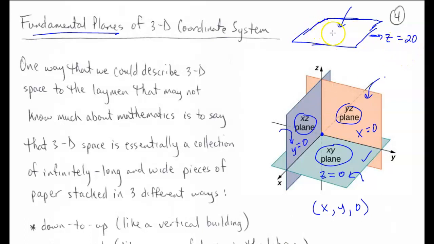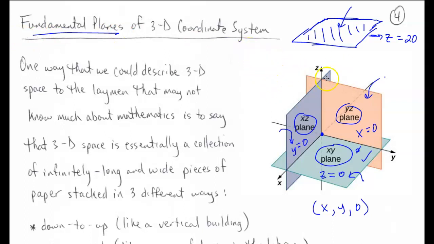Okay, so in three-dimensional space, when we say we have the plane Z equals 20, we know that that is a plane that looks just like the XY plane down here, but it's shifted up 20 units. Okay, so same exact plane, but all the points are being shifted upwards 20 units. And so that's how we would describe that particular plane in this three-dimensional coordinate system. Okay.